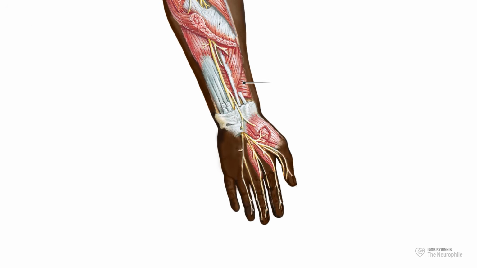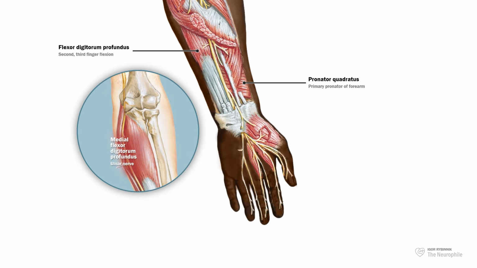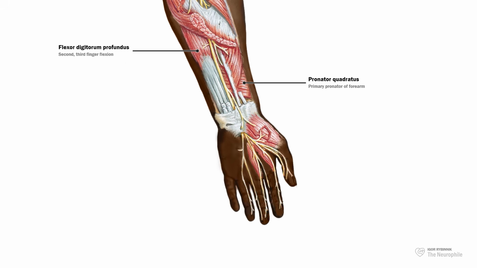Moving down the arm, median nerve innervates pronator quadratus. This is the primary pronator of the forearm, stronger even than the pronator teres. Median nerve also innervates the flexor digitorum profundus. Wait a second. Why does that sound familiar? Oh yeah, the ulnar nerve innervated the medial half of this muscle. The ulnar nerve controls flexion of the fourth and fifth digits, and median nerve controls flexion of the second and third digits.